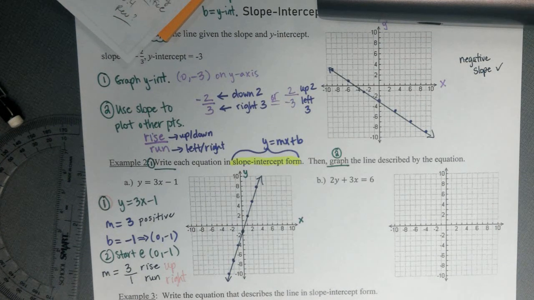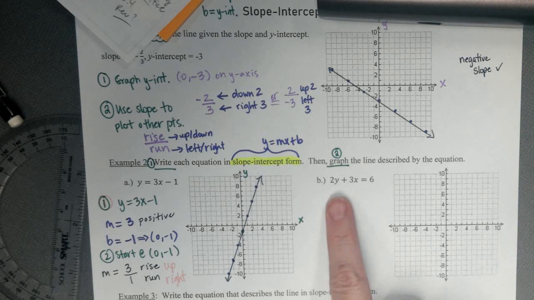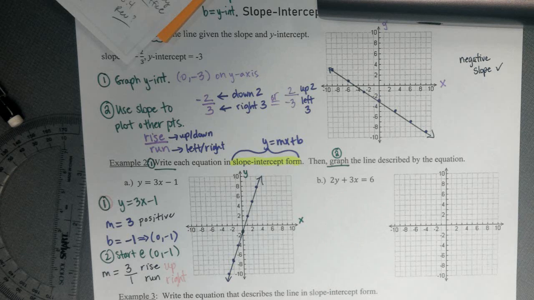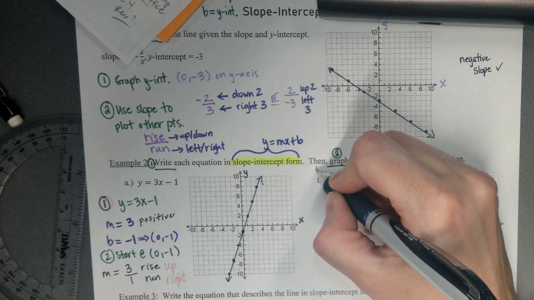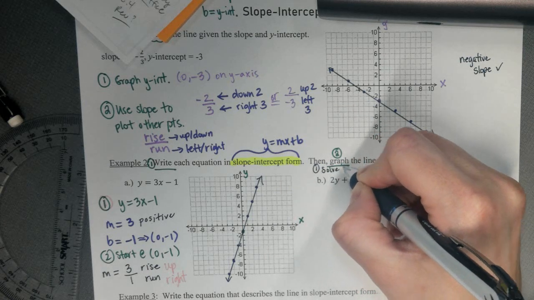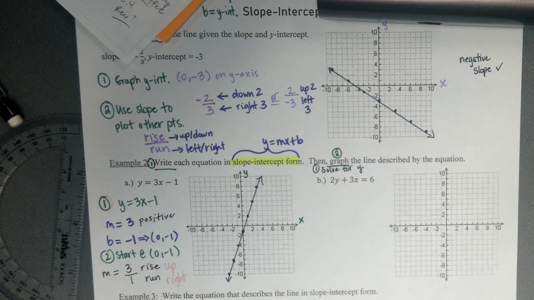All right, now the second one here, you're graphing the line described by this equation. Okay, this is exactly what you did yesterday on your quiz, where you have to put it in slope-intercept form. So what you have to do is you have to solve for y. Okay, so your first step is to solve for y. Anybody brave enough to tell me what to do first? Yeah, subtract 3x. Great.